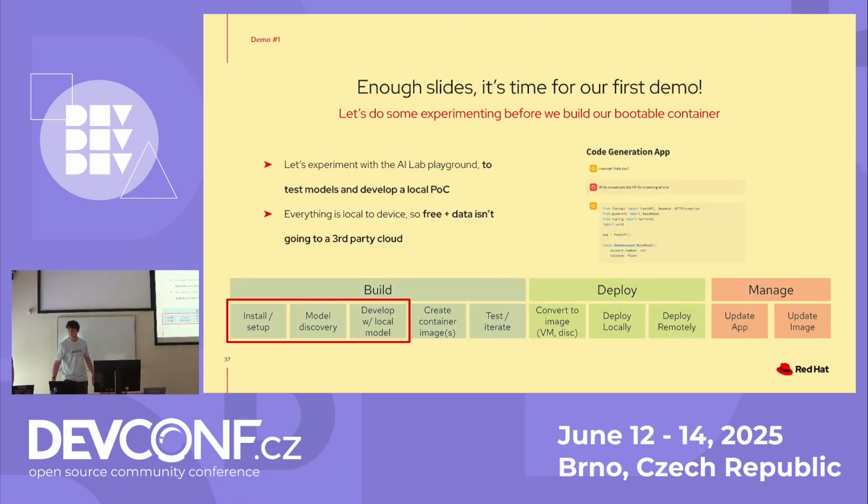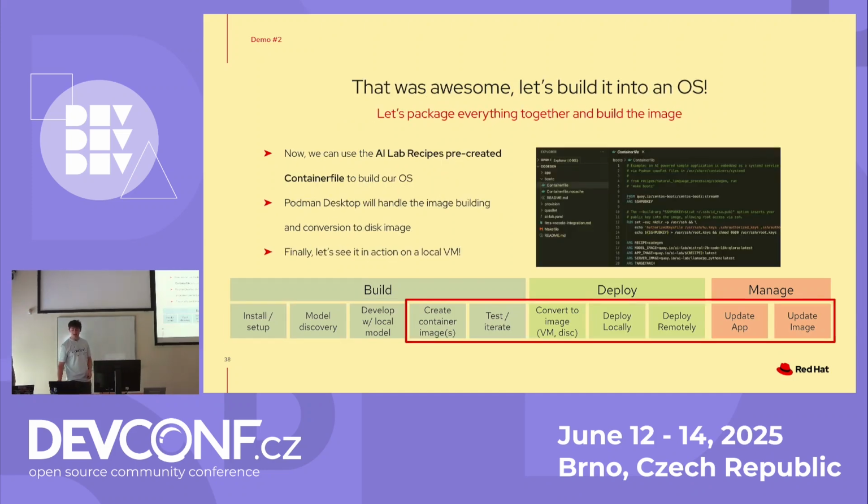So what we're doing today, again, as you saw in the abstract, is code generation. We're going to test out the application locally within containers. And then we're going to go to this next stage, which is, hey, how can I convert this to a disk image and use it remotely and do these updates? So this is the whole pipeline that you're going to see today.